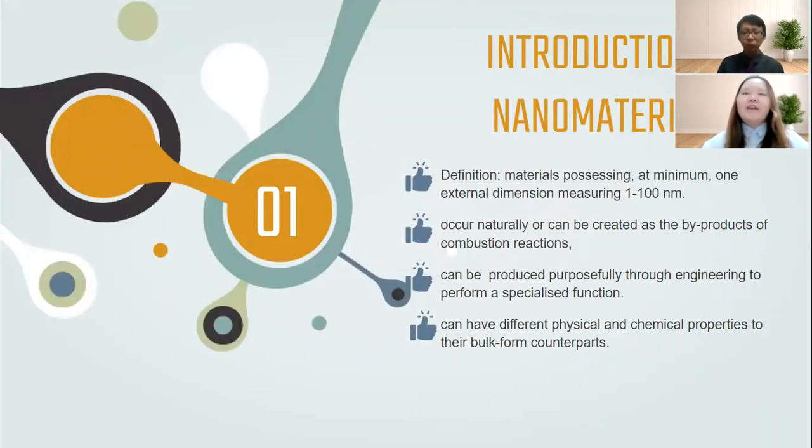Nanomaterials can be defined as the materials possessing at minimum one external dimension, measuring 1 to 100 nanometer. They can occur naturally or can be created as the byproducts of combustion reaction. Nanomaterials can have different physical and chemical properties, and they can be produced purposefully through engineering to perform a specialized function.